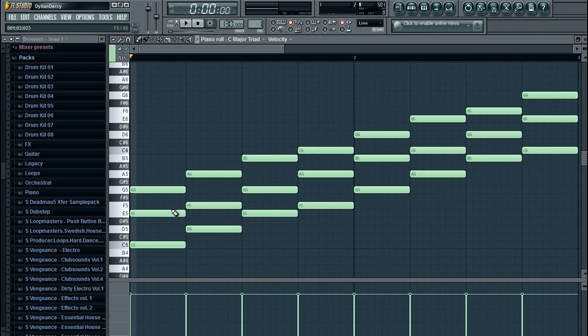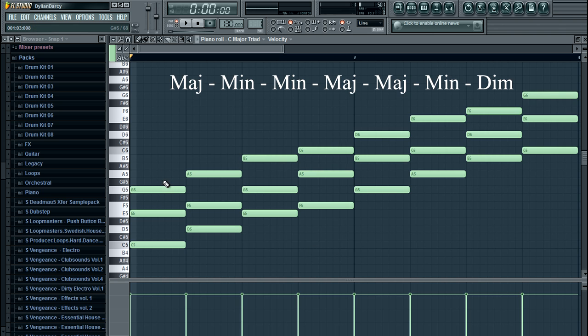This is C major. Now, if you know how to work out your minor, major, and diminished triads, this will be very easy. You'll notice that the bottom notes are your C major scale, and now we're going to work out how you get your top notes. Now, for major, it works like this. So your first chord in the scale is going to be a major chord.